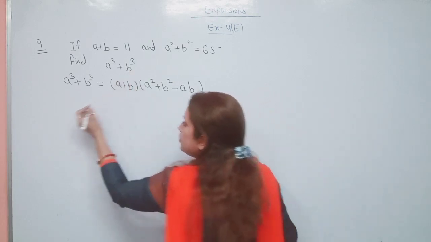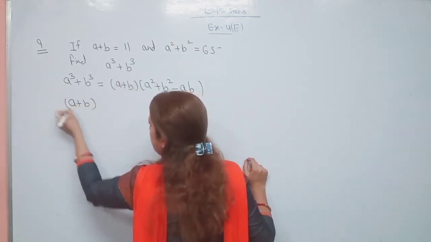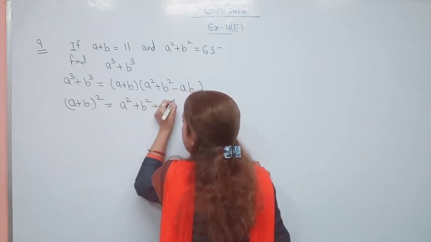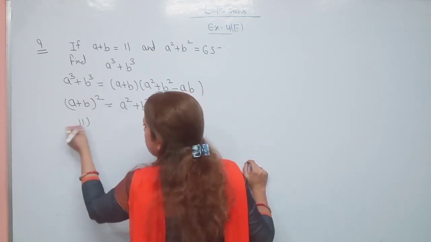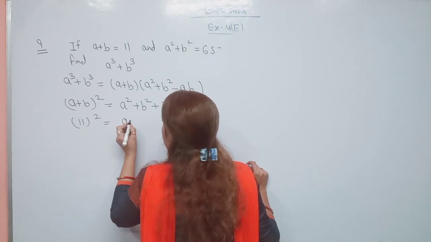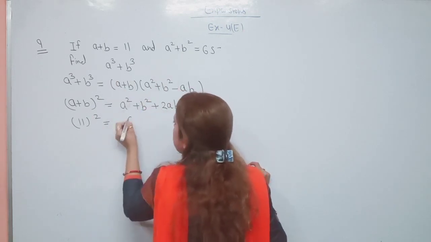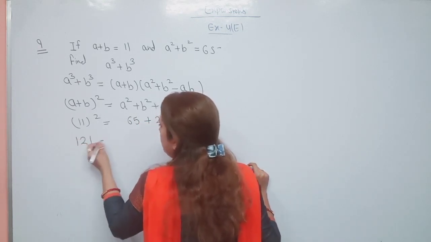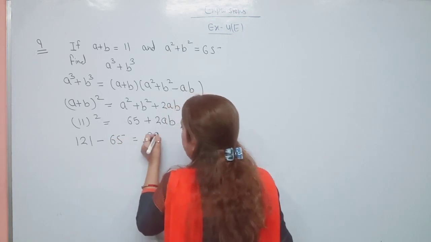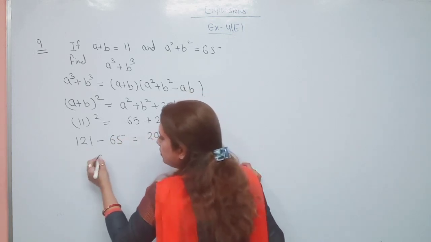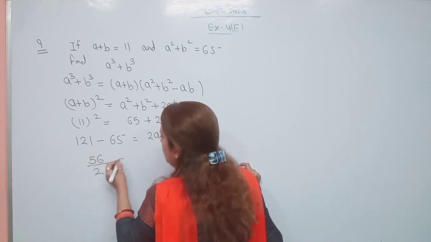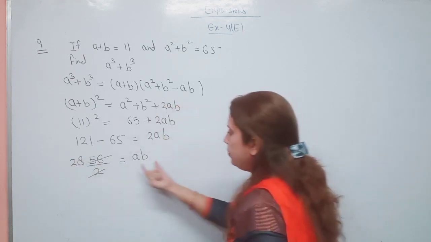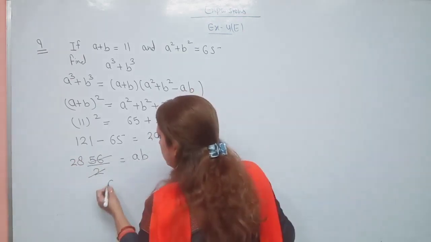How to find it? First we take the whole square of a plus b, and we know the identity: a square plus b square plus 2ab. The value of a plus b is 11, square, is equal to a square plus b square, whose value is also given, 65, plus 2ab. 121 minus 65 is equal to 2ab. 121 minus 65 is 56, which is 2ab. Now we get the value of ab is 28.